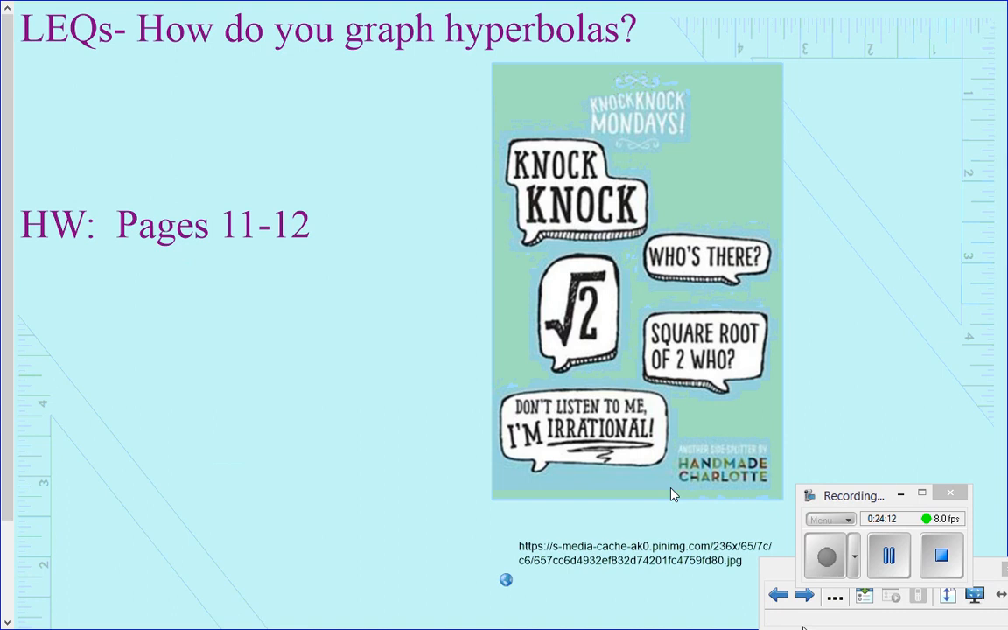Your homework tonight is pages 11 and 12. Try and get those done for tomorrow.